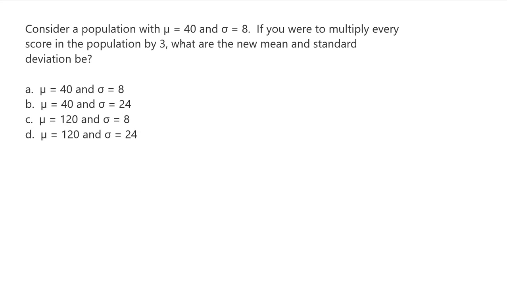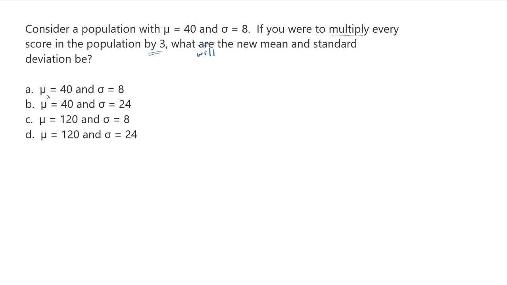Consider a population with a mean of 40 and a standard deviation of 8. If you were to multiply every score in the population by 3, what will the new mean and standard deviation be? Okay, so have a look at what it is we're doing. We're multiplying by 3. We're taking every score, multiplying by 3.